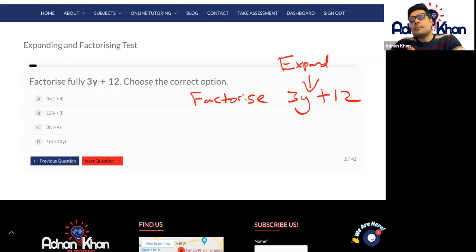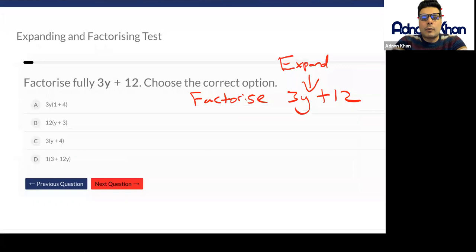So which numbers multiplied by each other will give us 3y, and which numbers multiplied with each other will give us the answer 12. So let's try and work this out and see how we get on with this particular question itself. So we've got the options there in front of us, so it kind of makes it easier looking at the options because it gives you an idea. So let's go through these one by one and let's work these out one by one.